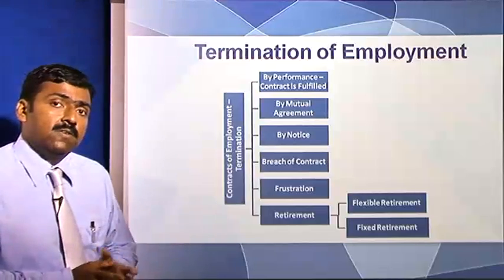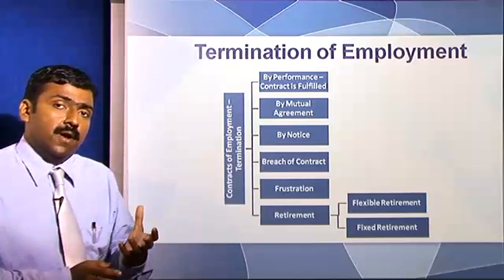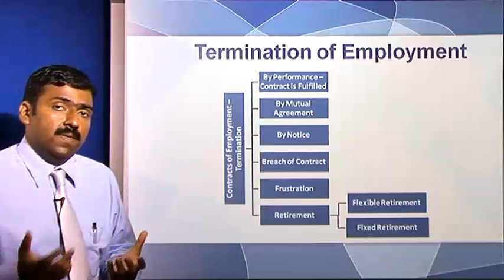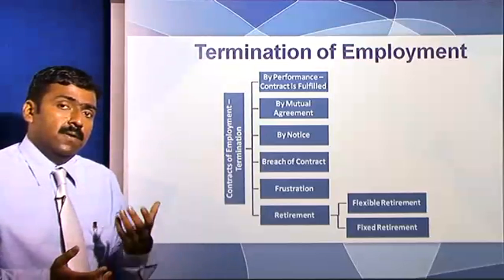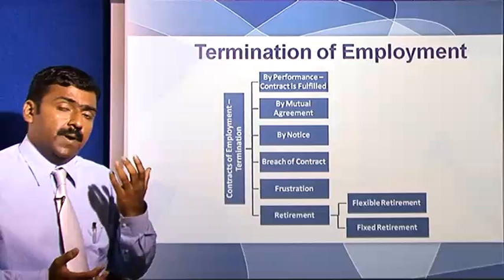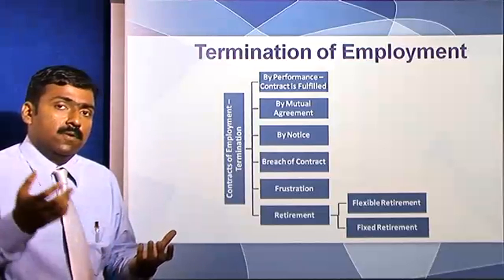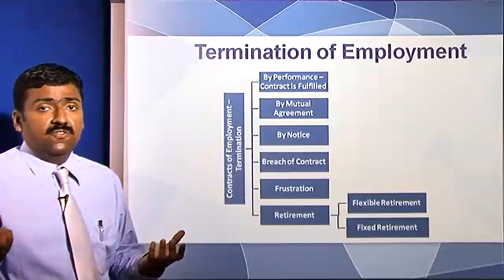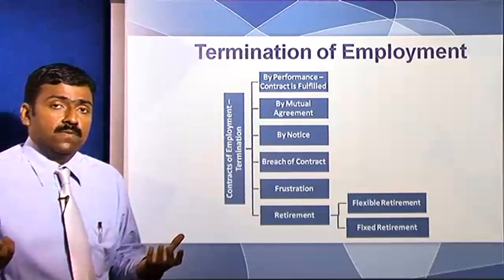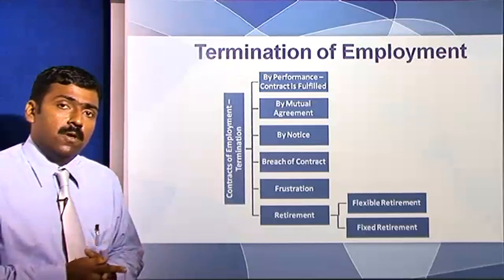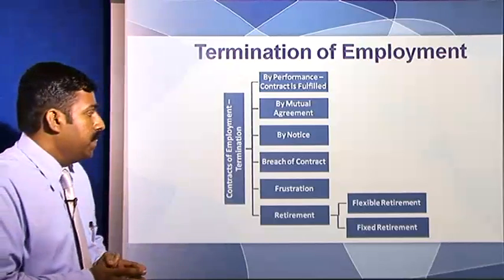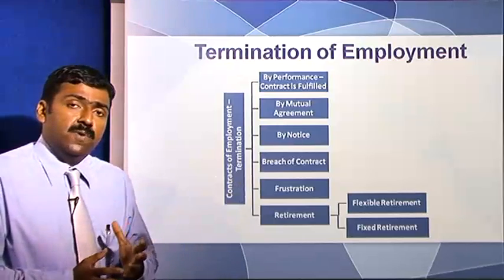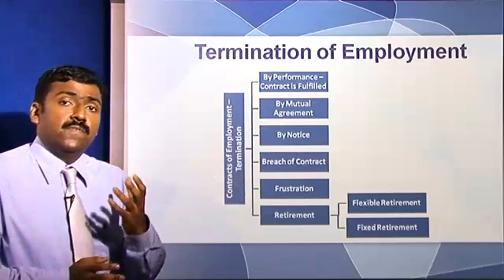Breach of contract. Some of the essential features of the job contract are breached either by the employer or by the employee. Let's say, for example, the pay which was promised is not paid by the employer, or the qualities or the competencies mentioned in the resume are fake. So it's a breach of contract on the part of the employee. This leads to termination.